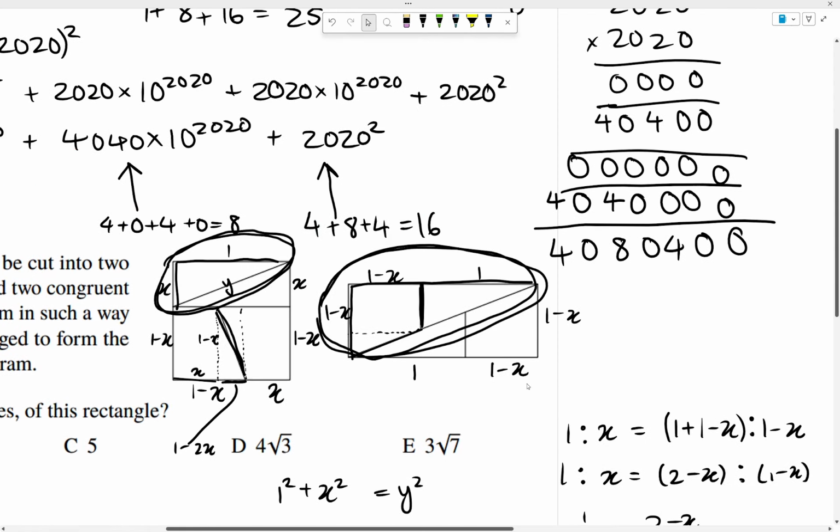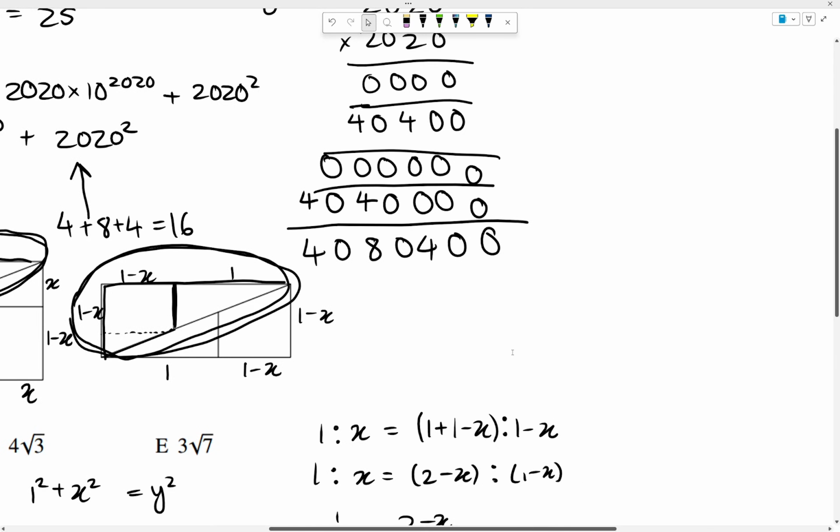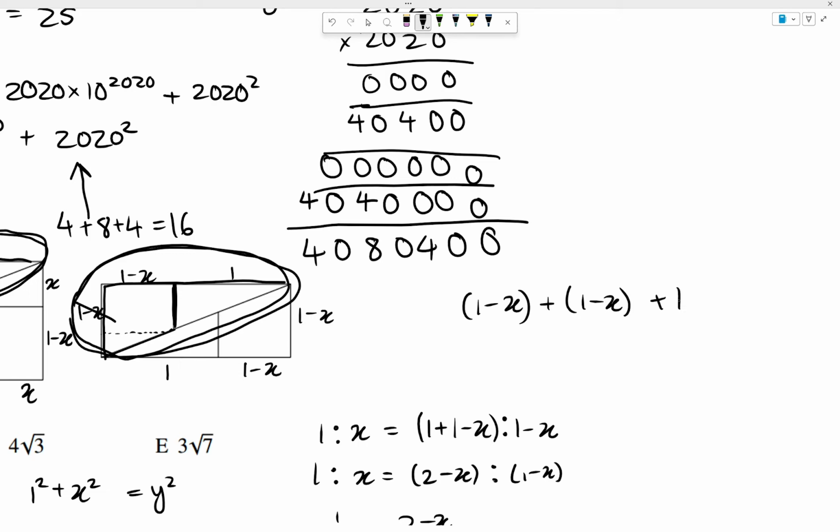And then finally, the question was asking for the perimeter. So the first thing I'm going to do is find the perimeter of the rectangle in terms of x. I'm going to cross each length off as I go. So that would be 1 minus x plus 1 plus 1 minus x plus 1 minus x plus 1. And that is equal to 6 minus 4x.